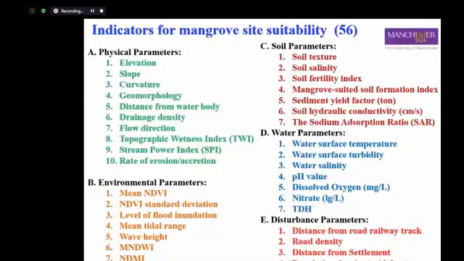So what I did now, I used 56 parameters: 10 from physical parameters, such as elevation, slope, curvature, geomorphology; 7 from environmental parameters, 7 from soils, 7 from water parameters, and 6 disturbance parameters. Disturbance parameters mean distance from the road and railway network, road density, distance from settlement, population density, distance from waterway, and embankment density. These are my parameters.